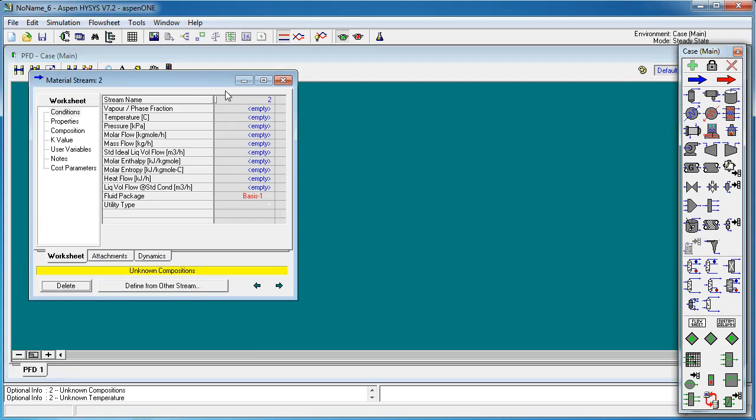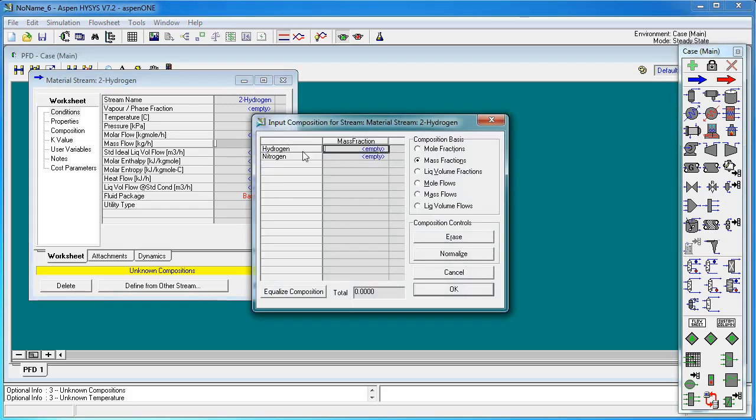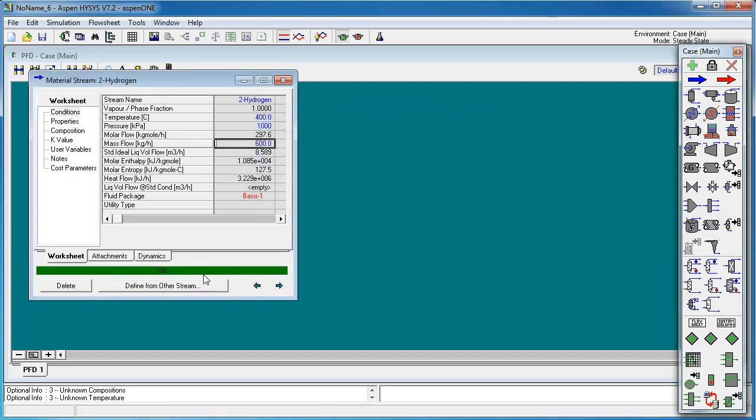The second stream is our hydrogen stream. We're also going to give it a temperature of 400 degrees Celsius and a pressure of 1000 kilopascals and a mass flow rate of 600 kilograms per hour. So when we double click on that, this one is pure hydrogen, so it has a mass fraction of 1 for hydrogen and 0 for nitrogen. And when we click OK, the stream is fully defined.